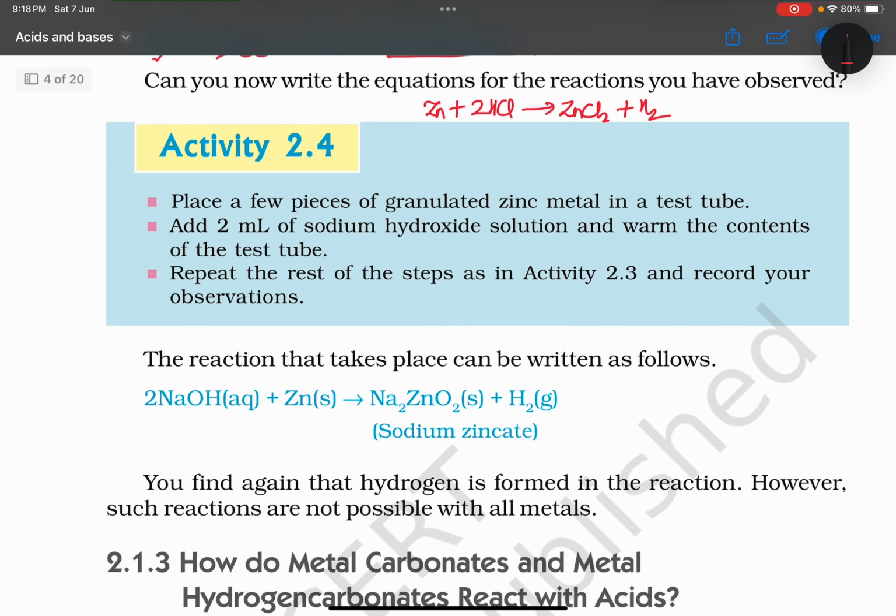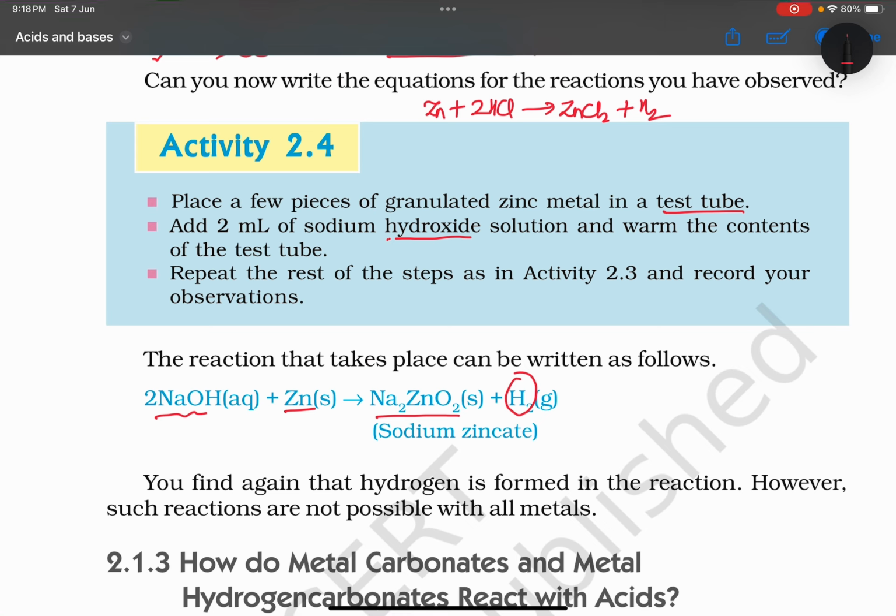Place a few pieces of granulated zinc metal in a test tube. Add 2 ml of sodium hydroxide solution and warm the contents of the test tube. Repeat the rest of the steps in activity 2.3 and record your observation. The same thing happens because zinc reacts even with sodium hydroxide to form sodium zincate, and hydrogen gas is coming out. This is very interesting because we said zinc is a metal, metal is a base, sodium hydroxide is also a base, so a base should not react with a base, right?